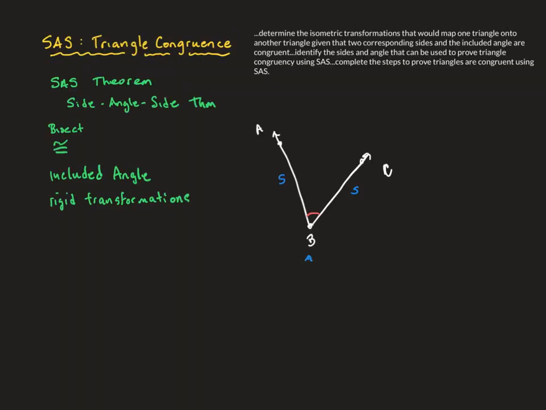So moving on, we will talk about side angle side triangle congruency, and being able to determine the isometric transformations that would map one triangle onto another, given that two corresponding sides and the included angles are congruent. We want to identify the sides and angles that can be used to prove that congruency, and then complete the steps to prove those. So using side angle side will allow us to bring some added value to our geometric problems that we're working on.